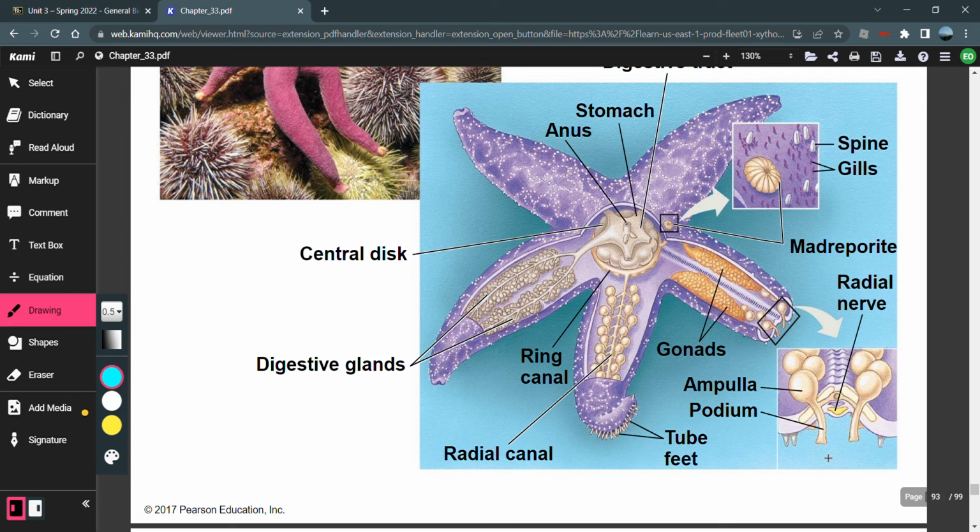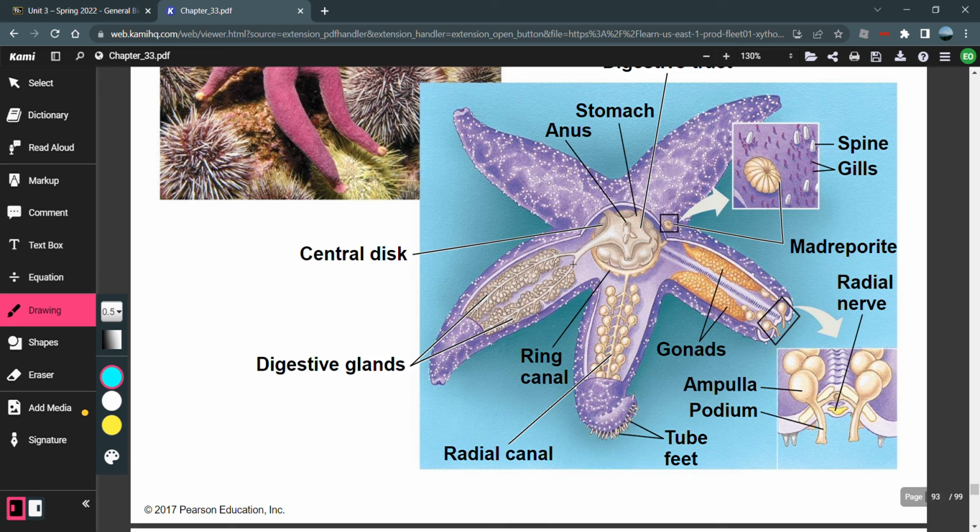So when the tube foot has a grip on a substrate, it releases adhesive chemicals to stick. And when it's about to leave or let go of the substrate, it releases chemicals to let go.